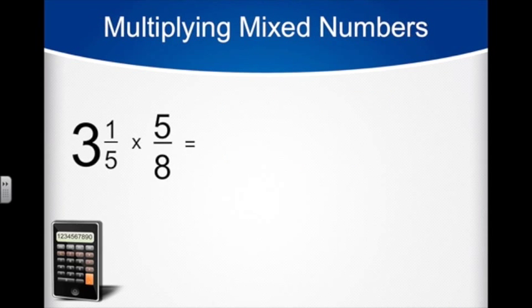For our final example, let's see how we should handle multiplying with a mixed number, 3 1/5 times 5/8. Before we can multiply, we need to convert 3 1/5 into an improper fraction. 5 times 3 is 15, plus 1 is 16. So we have 16/5 times 5/8. Now we can reduce and multiply.